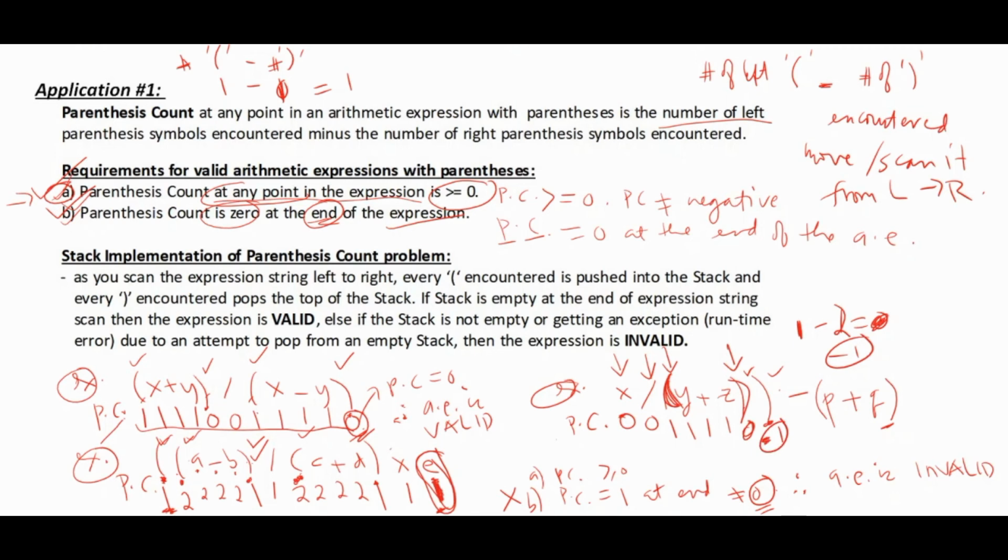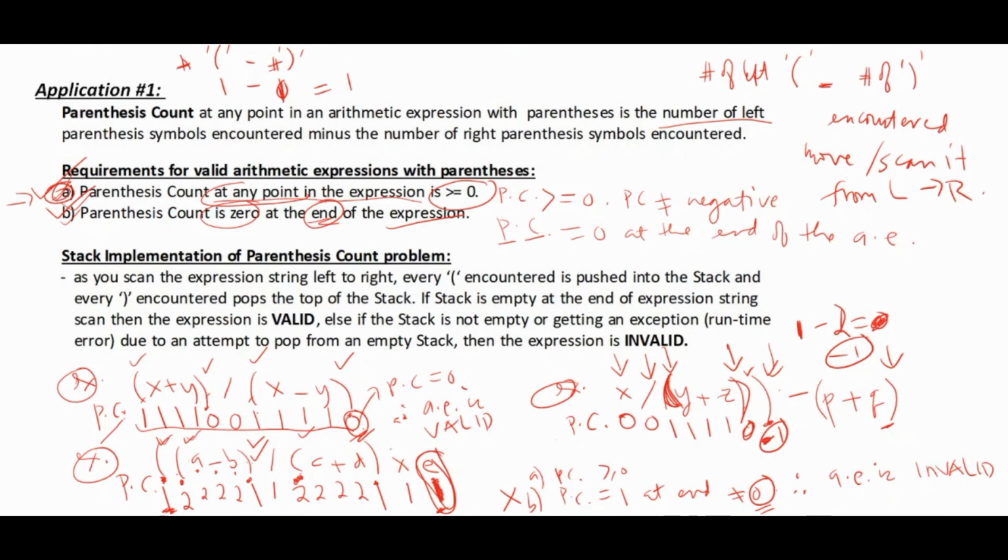Now, even if we have not finished scanning the whole arithmetic expression, we are still somewhere in the middle. We have not reached yet the end of the arithmetic expression, when the parenthesis count is equal to a negative value, then we could stop scanning the arithmetic expression and conclude that the arithmetic expression is invalid, because which of the requirements is not satisfied, letter A or letter B? It is letter A, of course.